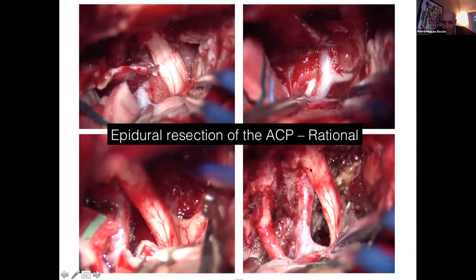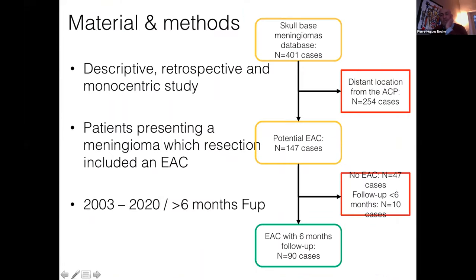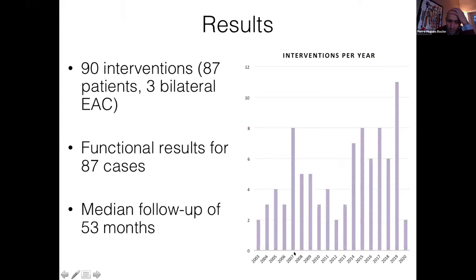And the opening of this ACP allows you to open these corridors and to safely mobilize the tumor in between the corridors. So this is one of the beauties. So if I go back to my previous cases, we did this procedure for a certain number of patients here. And we had 90 cases where the external, epidural ACP resection was done, 90 cases.